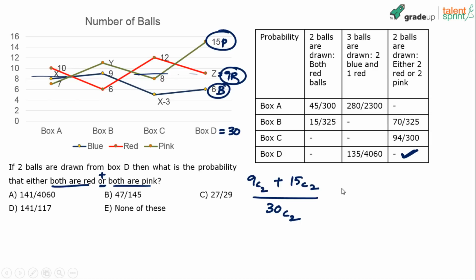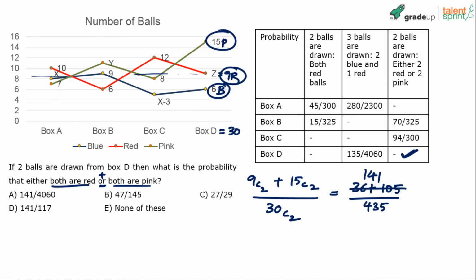Simplify this. What is 9C2? 9 into 8 by 2, or basically 9 into 4, 36. What is 15C2? 15 into 14 by 2, so 15 into 7, it is 105. Divided by 30C2, which is 30 into 29 by 2, which is nothing but 15 into 29. 15 into 29 is 290 plus 145, which is 435. So 36 plus 105 is 141. 141 by 435. Simplify it further.